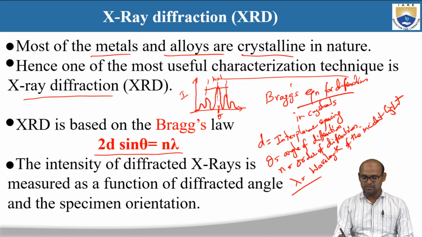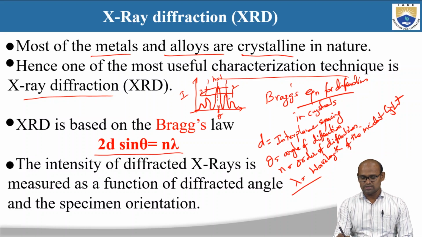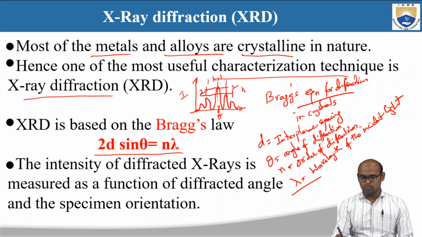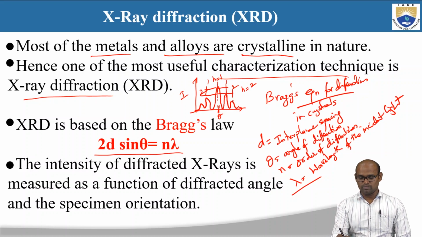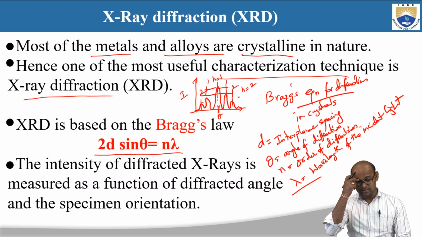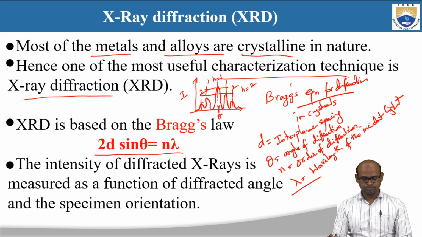Then from the center, the second peak on the left side and the second peak on the right side both correspond to n equal to 2. From the center, the third peak on the right and the third peak on the left correspond to n equal to 3, which is third order diffraction. So this is how we can find the order of diffraction.